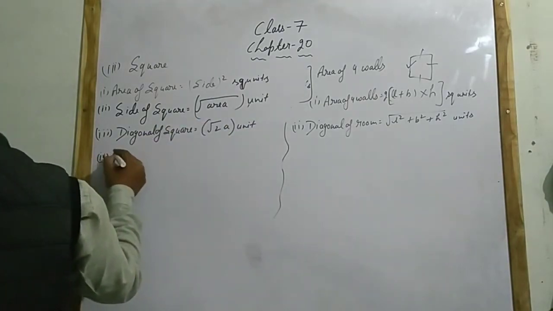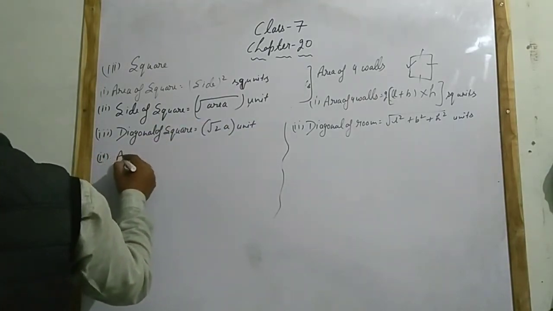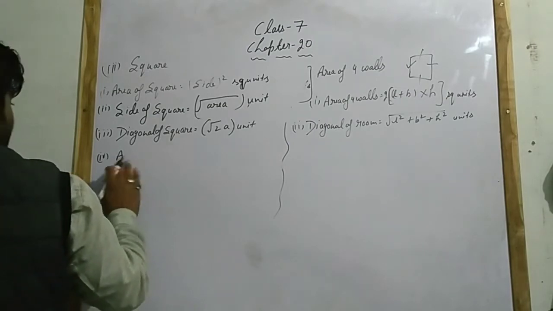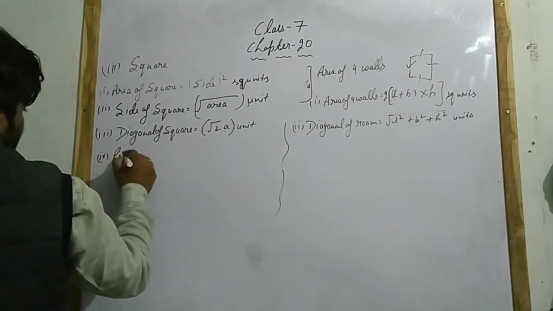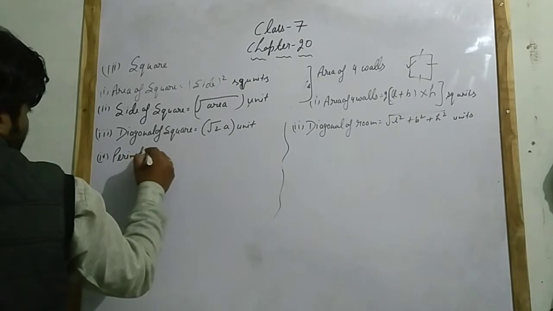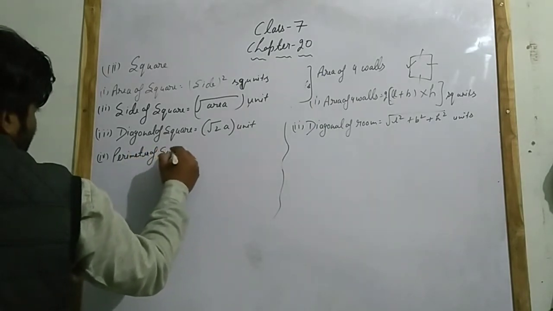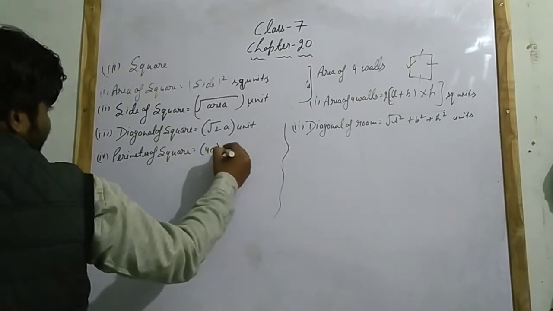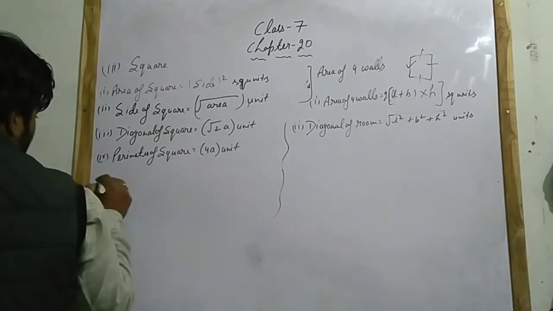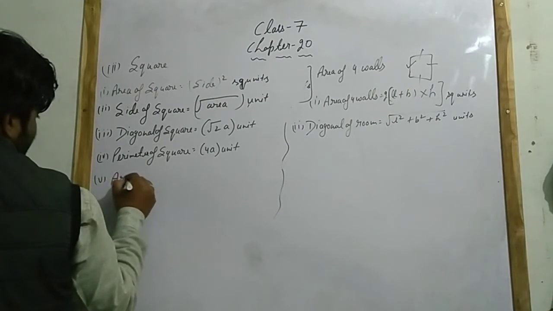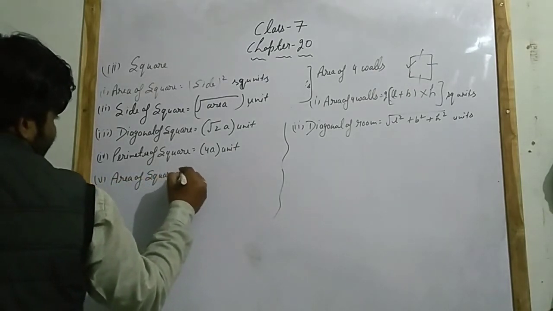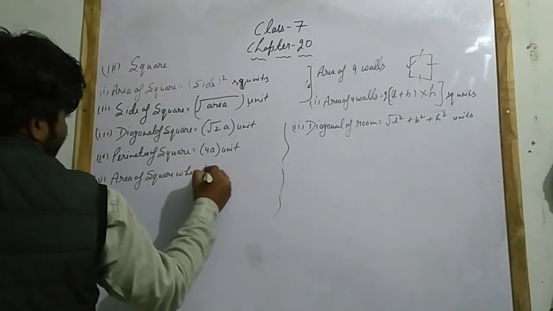Fourth one is perimeter of square. Perimeter of square is 4a and your unit. Now last one is area of square when diagonal is given.